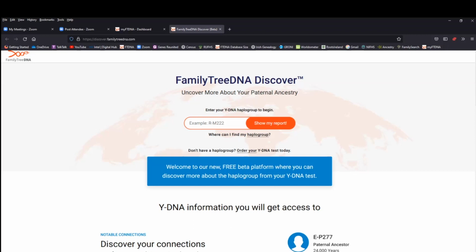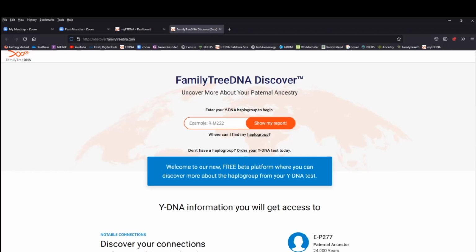So say, for example, if you are female and you have someone who matches your father's surname or even your mother's surname and you wanted to explore that Y line, then you will see on your matches page what their haplogroup is, if that person who matches you has done a Y-DNA test. You can just put in that haplogroup and you can find out some information about that.